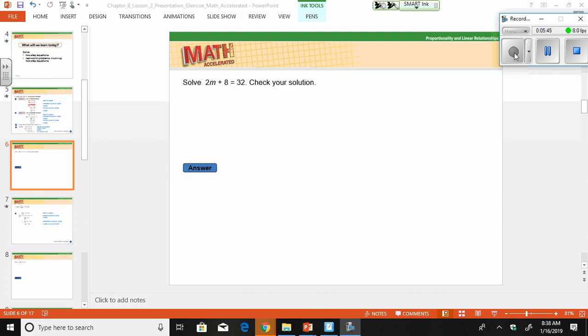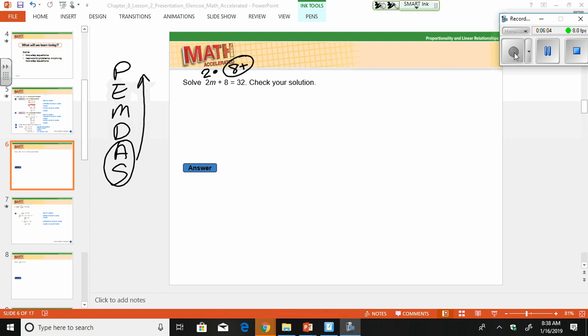So we here have a problem to try. 2m plus 8 equals 32. Remember, we do reverse PEMDAS, starting with addition and subtraction and go up. So what's with the m? We have a 2 and we have an 8. What is the 2 doing? It's multiplying. What is the 8 doing? It's adding. So that means I need to get rid of that plus 8 first.